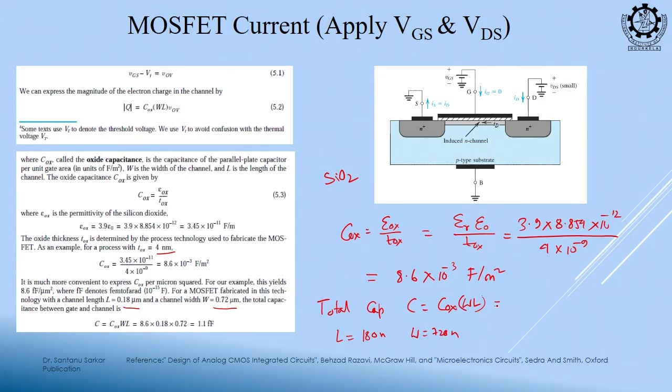So, it will become 1.1 femtofarad. What is the unit of femto and pico? 10 to minus 12, 10 to minus 15. So, you can understand how small a value of capacitor this is, because this is for integrated circuits, right.